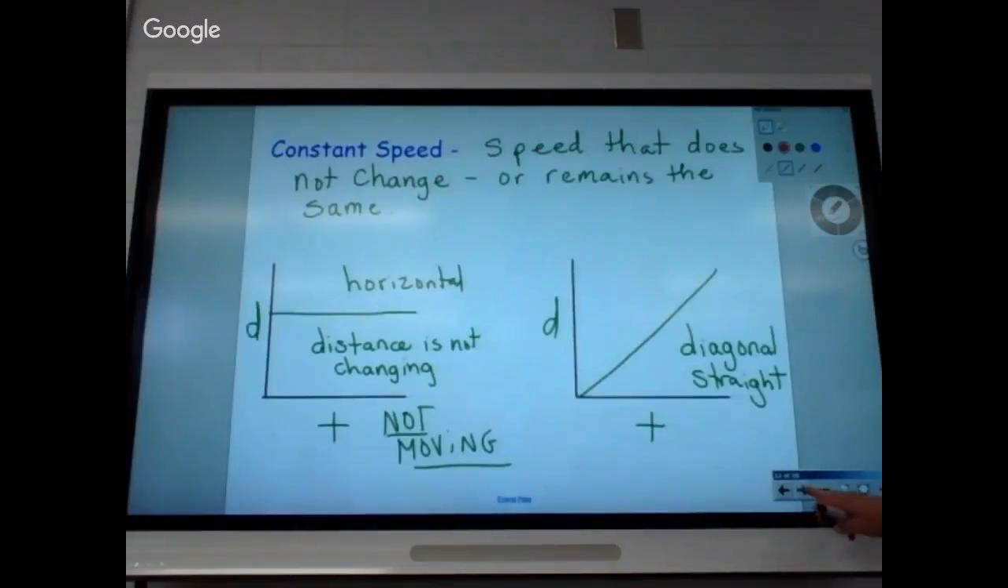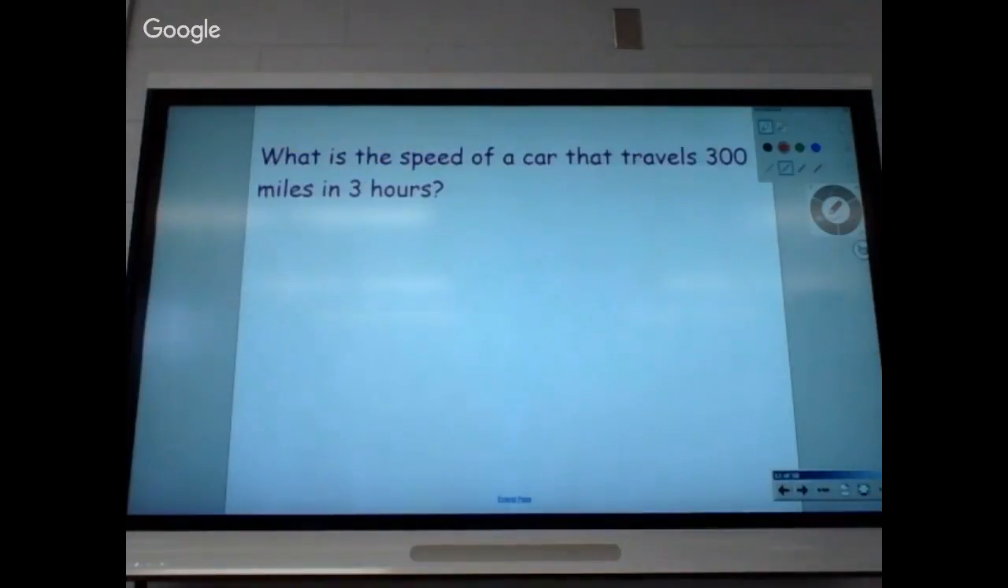All right. So, we're going to do easy, and then we're going to work towards a little more complicated. The only reason I put this up here is just to talk about the units, because this problem is really easy. You don't need to write this down. All right, what is the speed of a car that travels 300 miles in 3 hours?